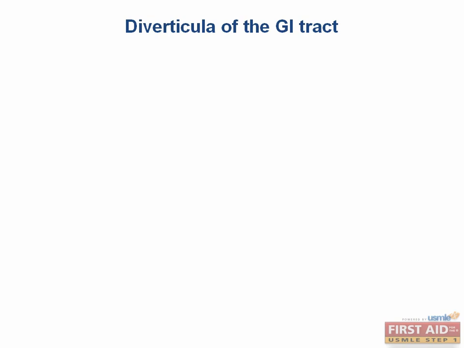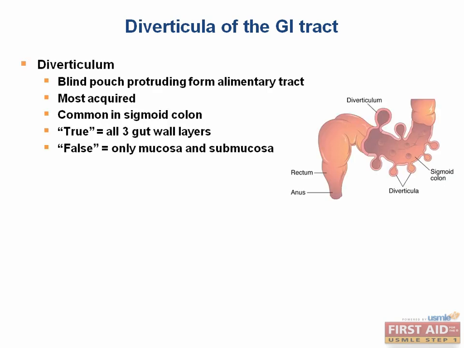Now we'll talk about the spectrum of diverticular disease, from what exactly a diverticulum is to diverticulosis and diverticulitis. The definition of diverticulum is a blind pouch protruding from the alimentary tract that communicates with the lumen of the gut. In other words, there's a pouch formed as if you pressed a finger from the inside of the gut outwards. You can see an image of diverticuli here.